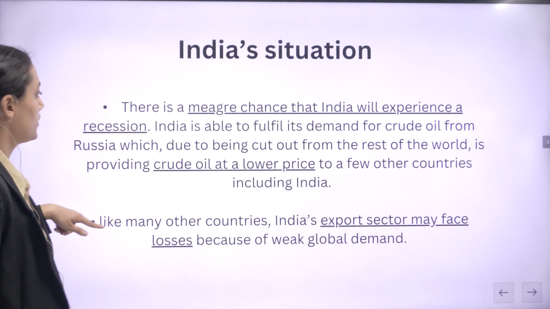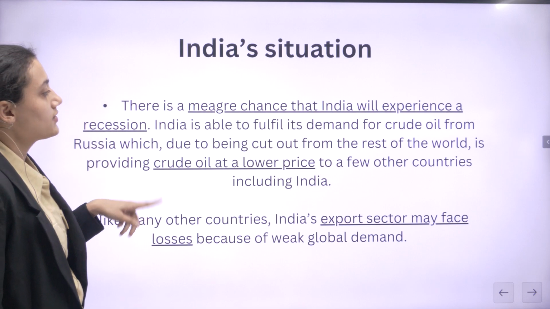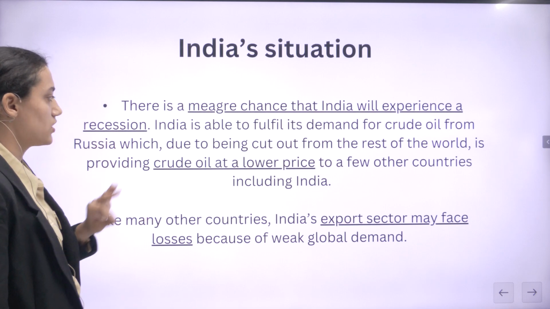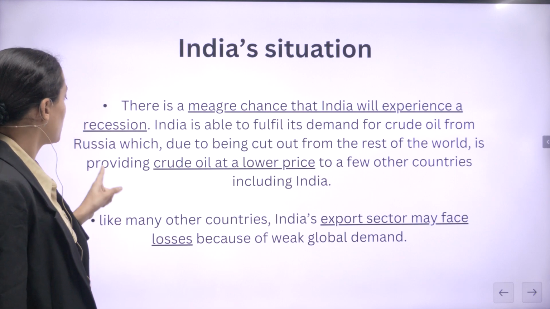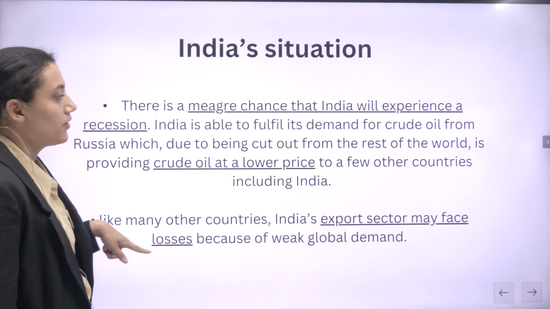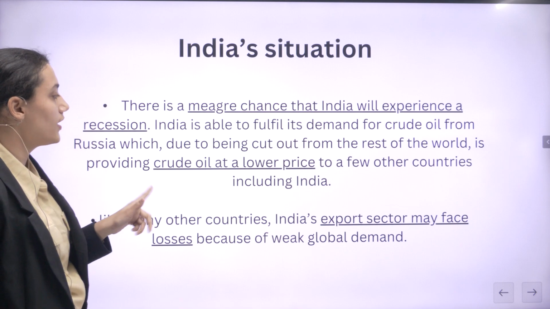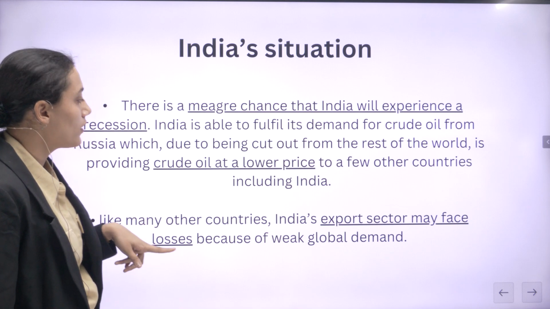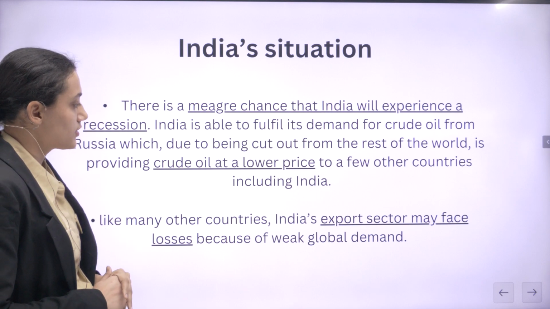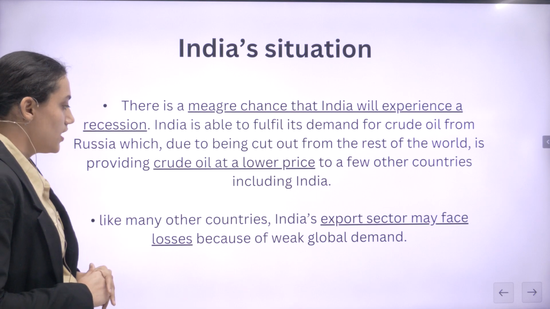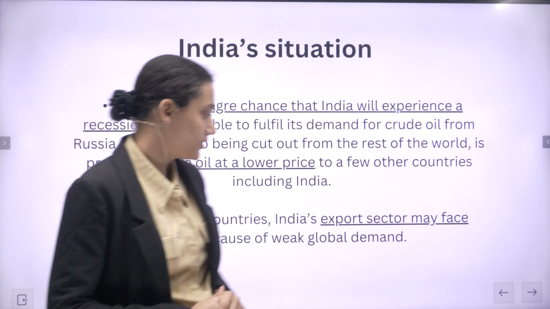So what is India's situation? There is a mega chance that India will experience recession, but not that much. India is able to fulfill its demand for crude oil from Russia, which, being cut off from the rest of the world, is providing crude oil at a very low price to a few other countries including India. Like many other countries, India's export sector may face losses because of weak global demand.